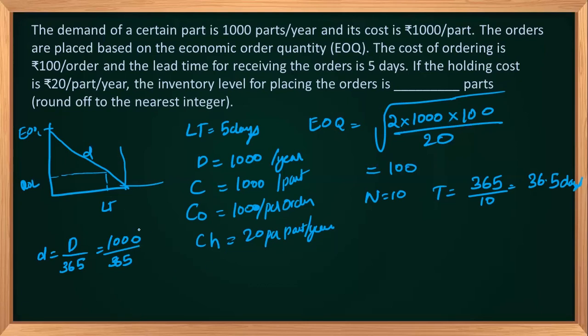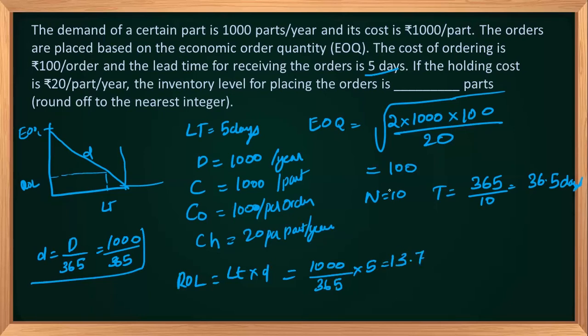Okay, let it be there. Fine. What will be the reorder level? Reorder level will be nothing but our LT into d. So d we can find for this one, right? So multiply with LT. LT is the lead time, which is given as 5 days. Okay, so this will be 1000 by 365 multiplied by 5, which will give you 13.7.